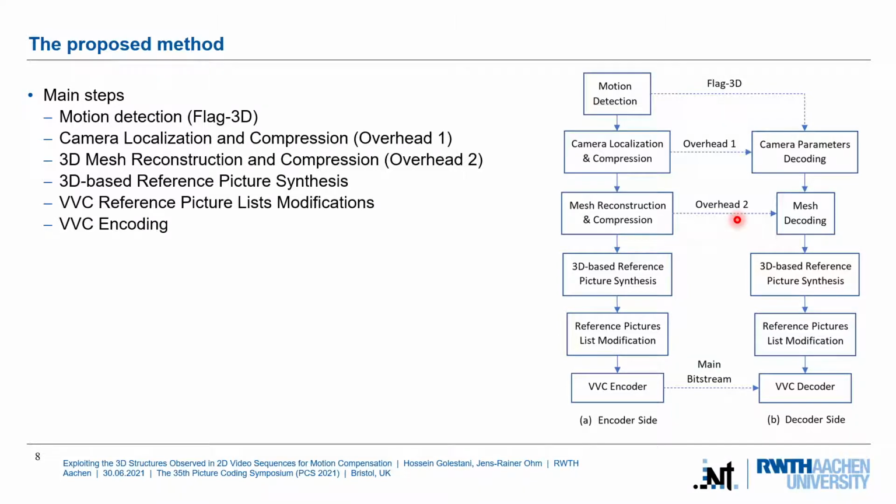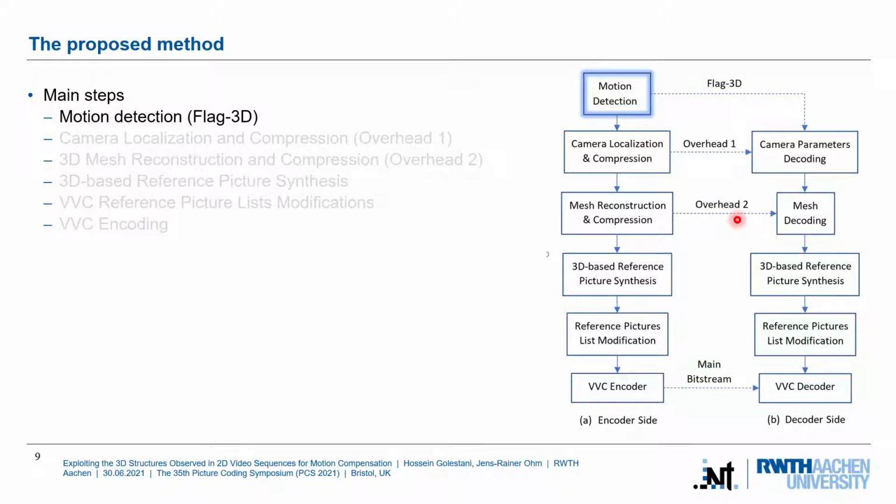Okay, let's discuss the main steps. The first step is to detect camera motion. As we discussed, we only target the video sequences captured by moving cameras. If there is camera motion, then a flag called flag 3D is sent to the decoder side to announce that the 3D based system is triggered. Of course, if there is no camera motion, the normal VVC encoder and decoder is called.